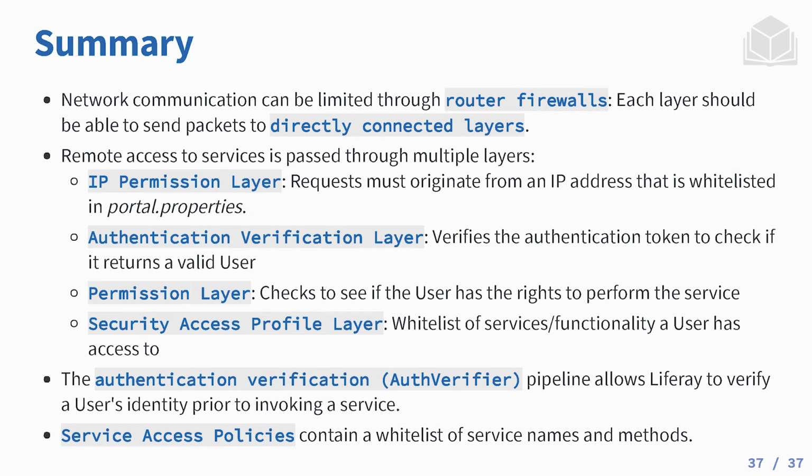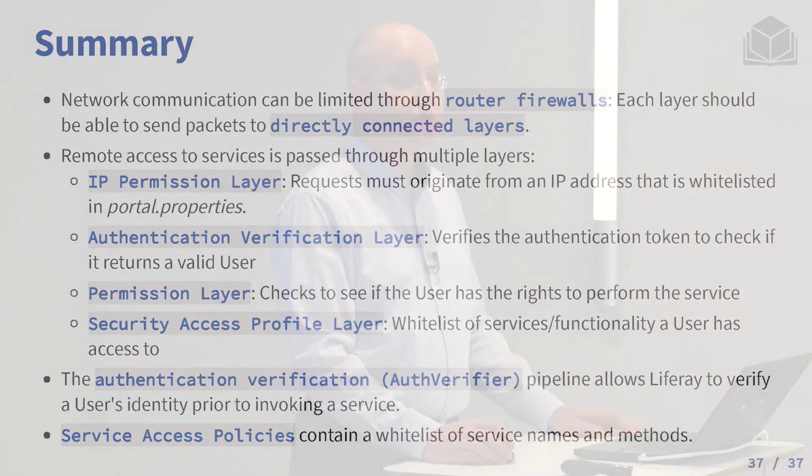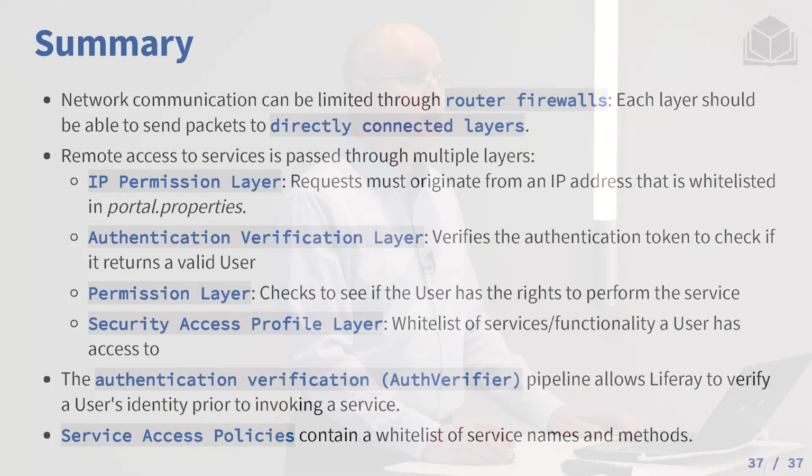Network communication can be limited through something. In this case, we have the router firewalls in here. Each layer should be able to send packets to just directly connected layers. A wording that I didn't use before, but that might be worth pointing out. So if your Liferay is able to talk to your database, that doesn't mean that your firewall is able to talk to your database.